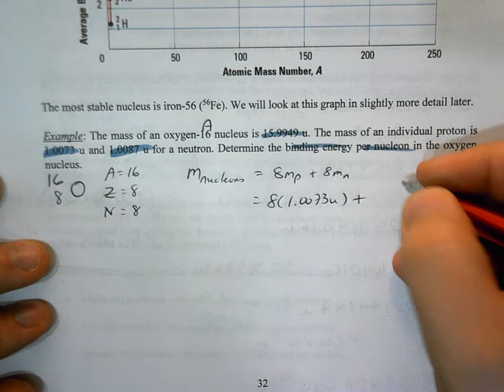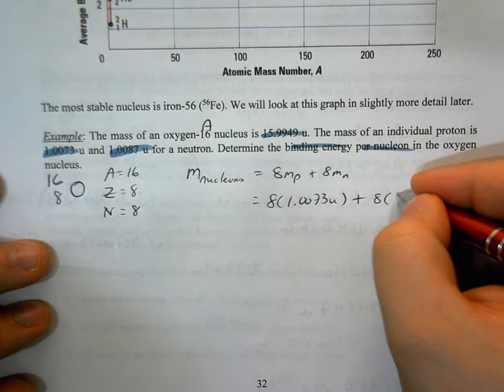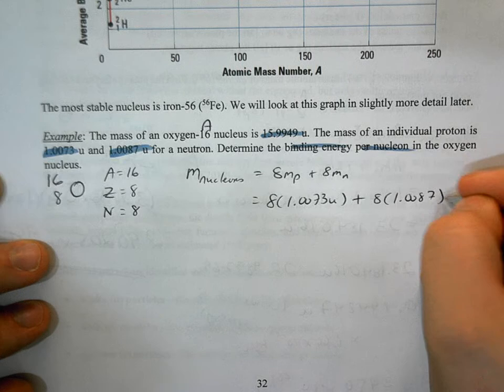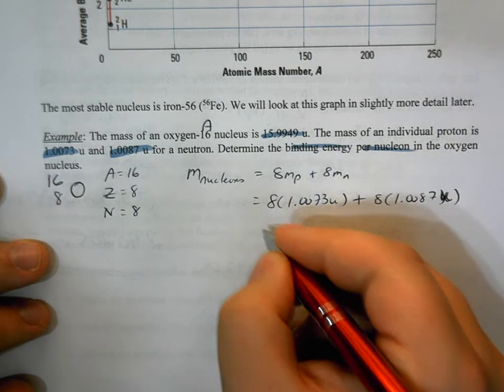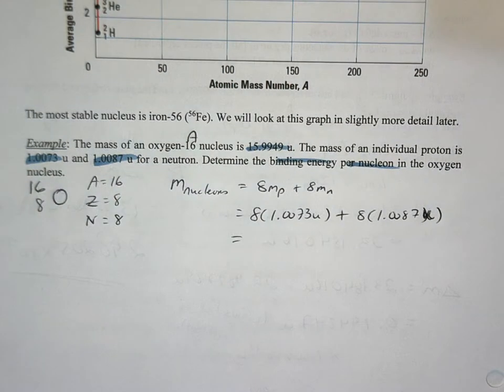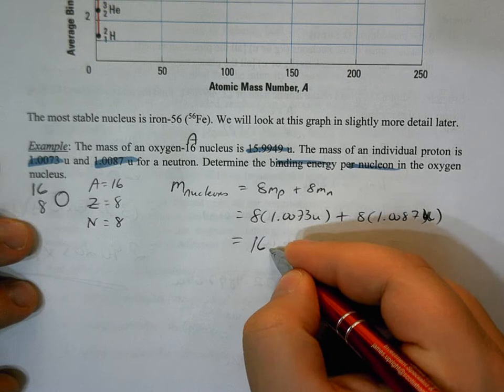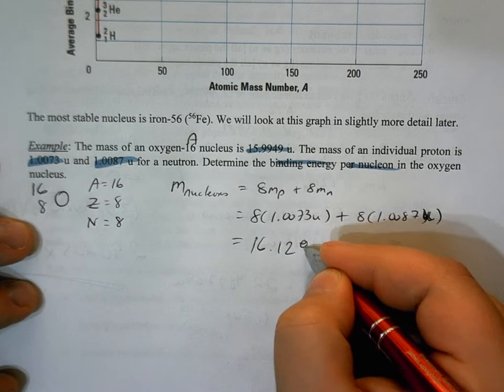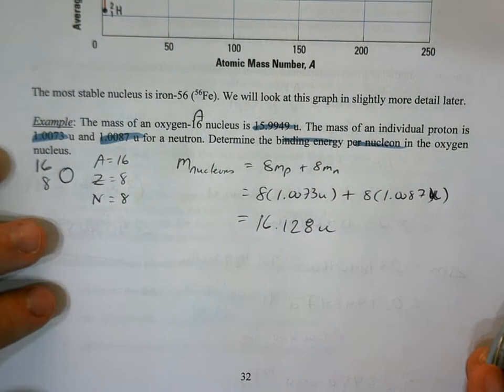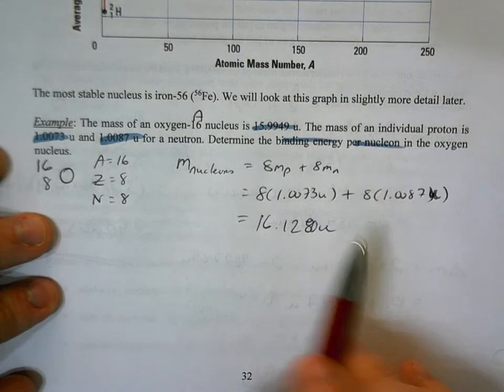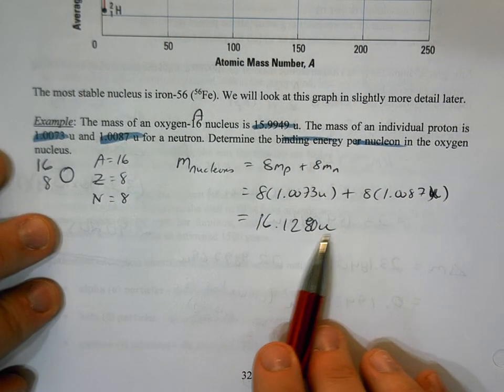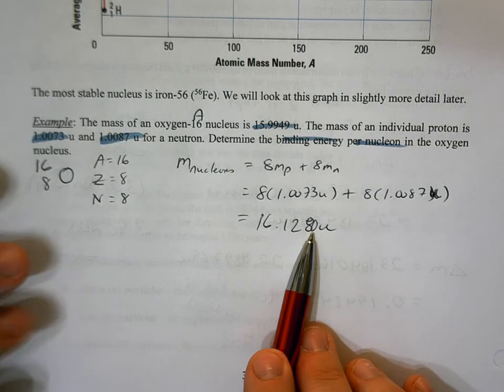So let's calculate that. 8 times the mass of the proton plus 8 times the mass of the neutron. So let's see what we got going on here. We got 8 times this 1.0073 plus 8 times 1.0087. So we're going to get about 16.1280 u. So that is the mass of all our nucleons separated.